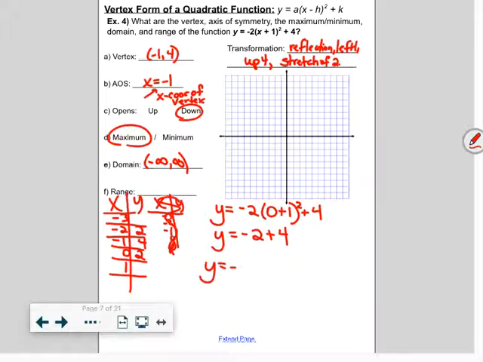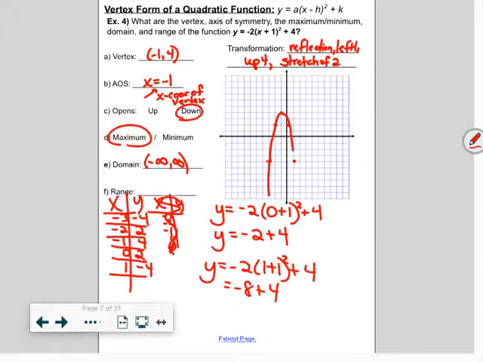And then what happens if I plug in 1? 1 plus 1 is 2. 2 squared is 4. -2 times 4 is -8. So then let's plot these. I have -1, comma 4. 0, 2. 1, -4. And then over here I had -3, -4.